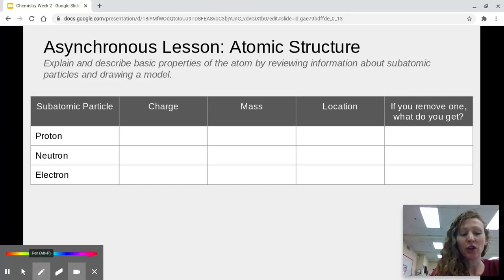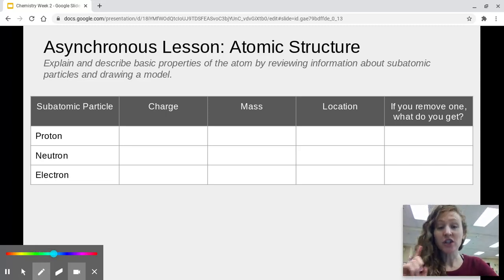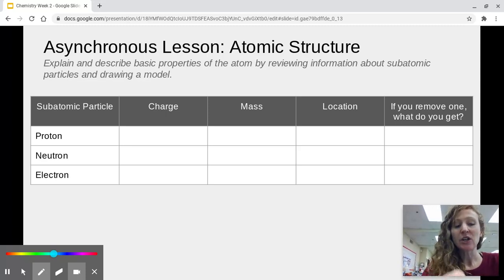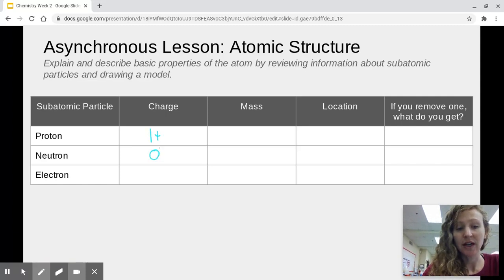And you should know the charge, the mass, and the location of these three things. Those are our very basic properties about our subatomic particles. So the charge of a proton is a 1 plus, a neutron has no charge, it is neutral, and an electron is a 1 minus.